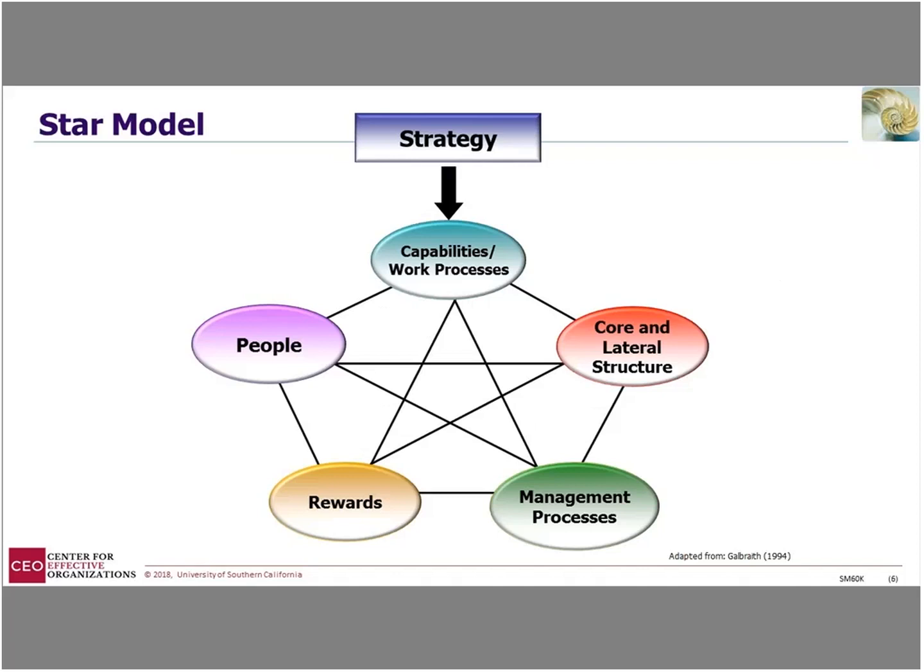So I'm just going to walk through this model and talk about each of these pieces and how they contribute to effectiveness and how they fit with each other. And so that's the flow.